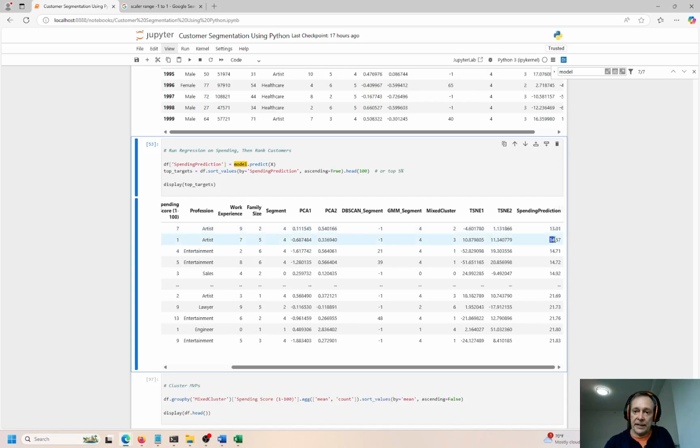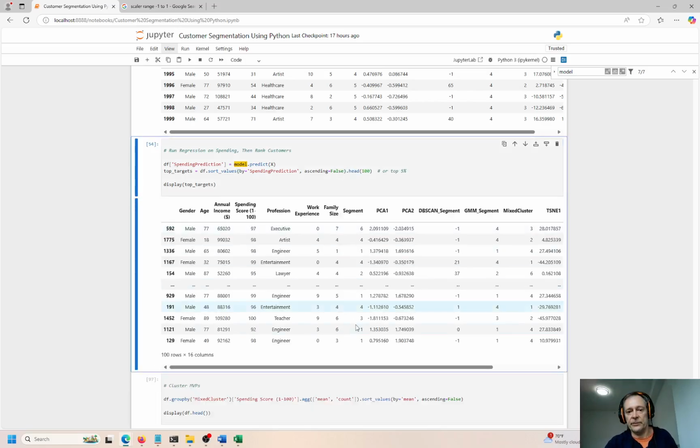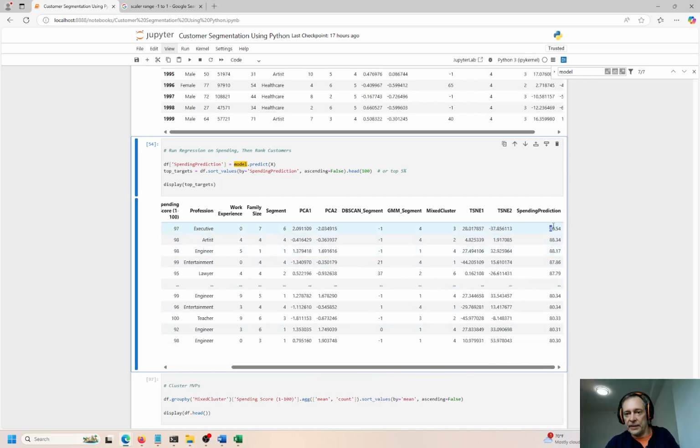13.01% likelihood of spending. This is 14. We don't care about these guys, right? We want the high spenders, so we want ascending equals false. We get the descending. There is no descending per se. And then you see the high numbers 88, 88, 88, 87, and 87.